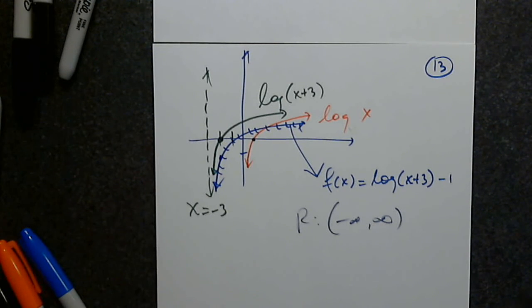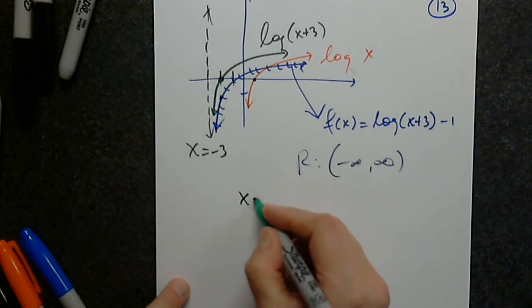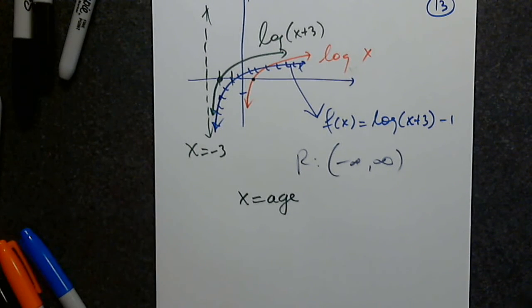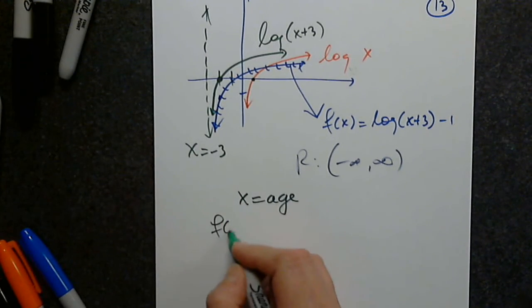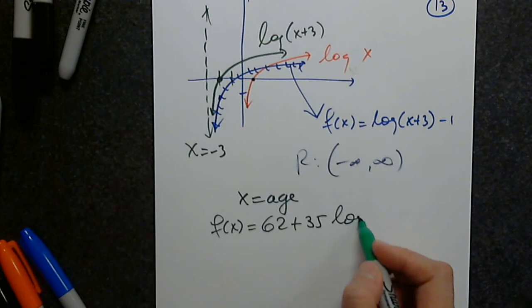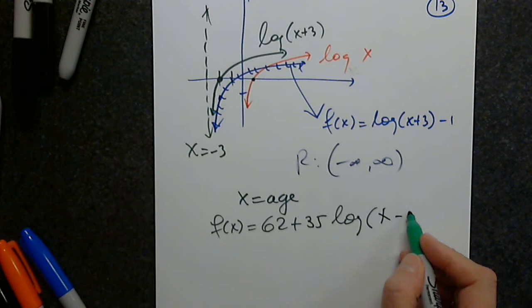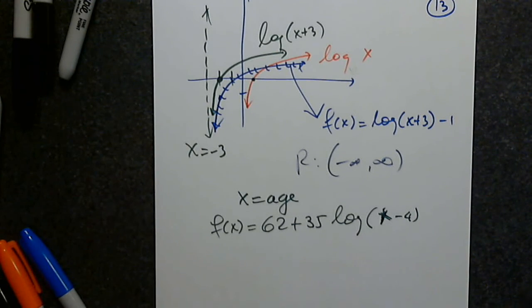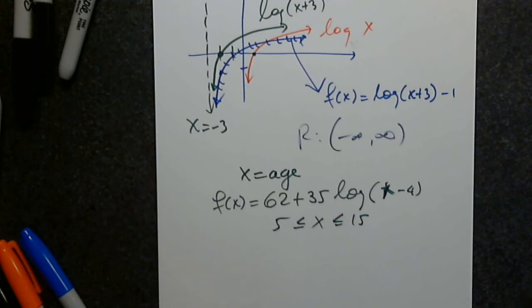The percentage of adult height attained by girls who are x years old, x being age, can be modeled by f of x, which is 62 plus 35 log of x minus 4, where x represents the girl's age, from 5 to 15. So x is between 5 and 15. The model is presented only for ages between 5 and 15. Fine.